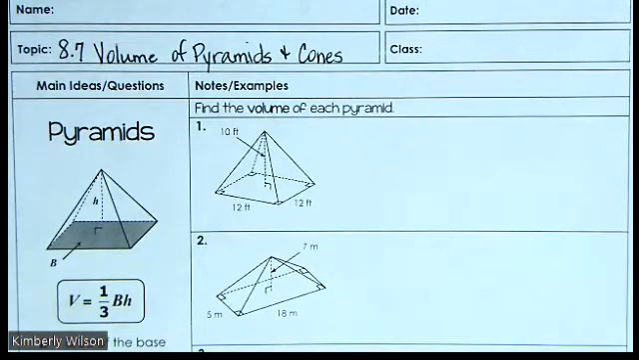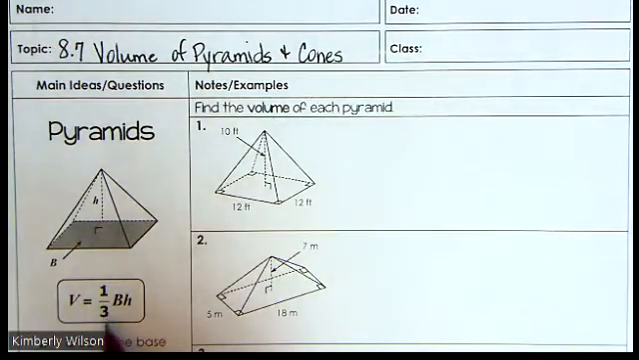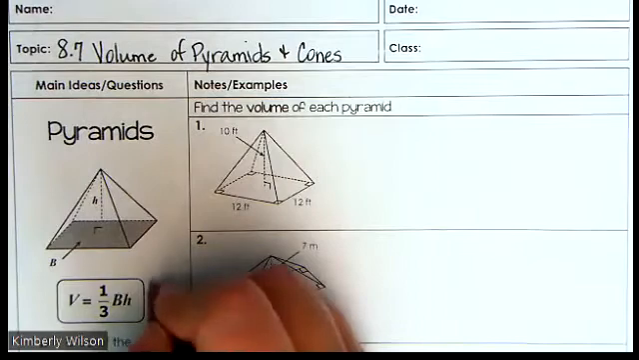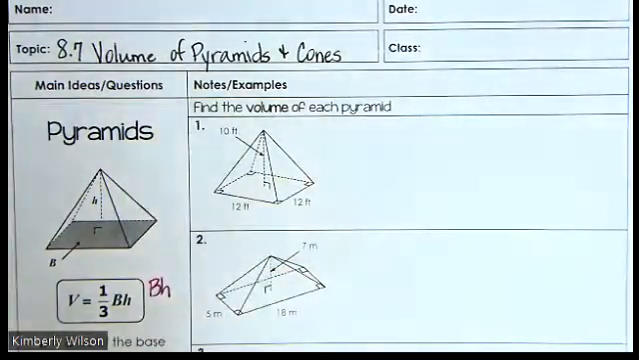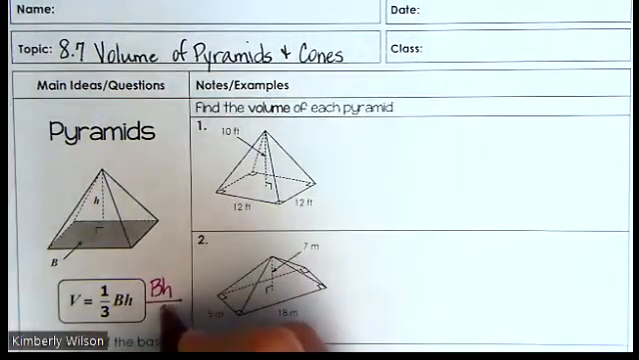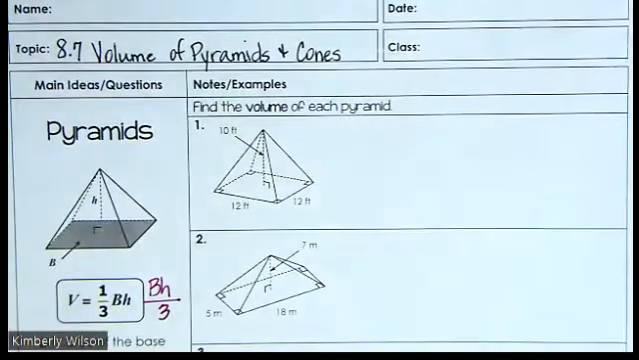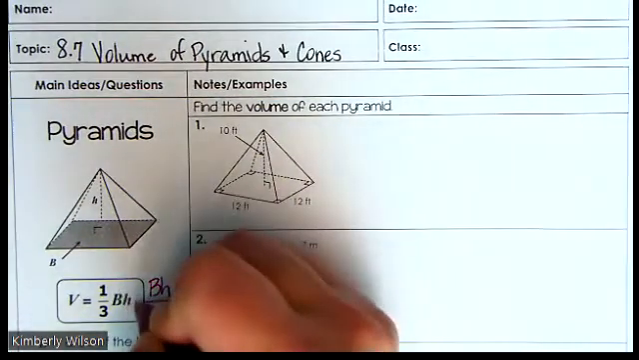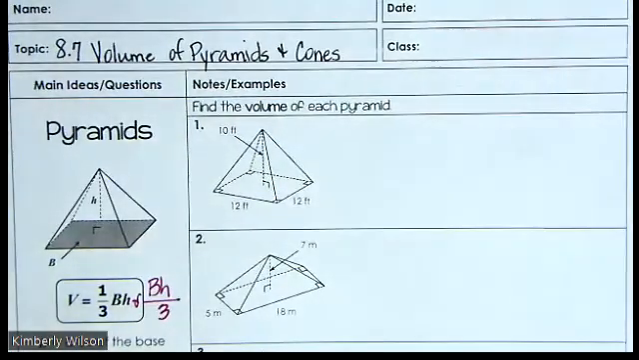Guys, today we're covering 8.7, which is volume of pyramids and cones, which is a lot like prisms and cylinders. The only difference is you multiply by 1/3, or what I like to do is it's the same volume formula, and I just take my answer and divide by 3. Either one is acceptable. Okay.